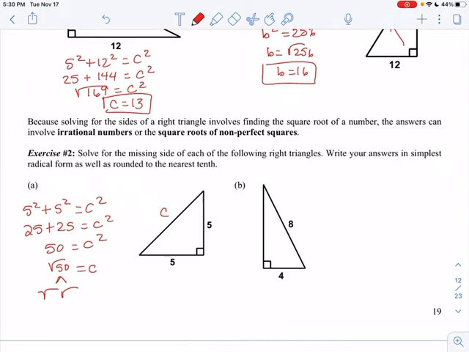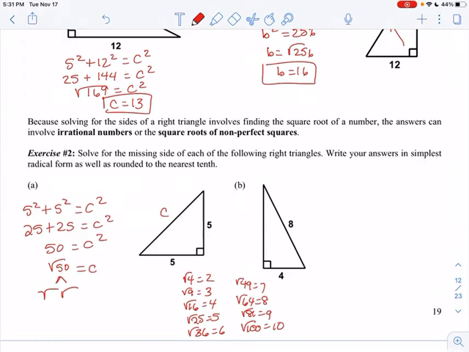Now, what do I mean by perfect squares? These are my perfect squares. I'll list them right here. Square root of 4 is a perfect square. It equals 2. Square root of 9 is a perfect square. It equals 3. Square root of 16 is a perfect square. It equals 4. Square root of 25 is a perfect square. It equals 5. So these are my perfect squares right here. So what I'm doing is I need to break it down into a perfect square and then another number that's not a perfect square. Those are my perfect squares.